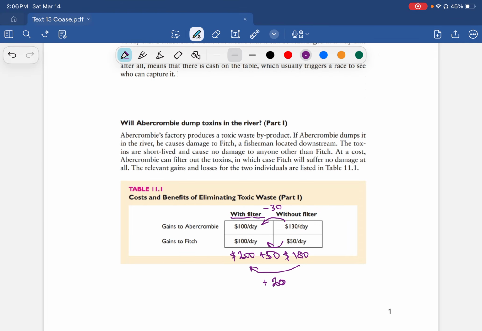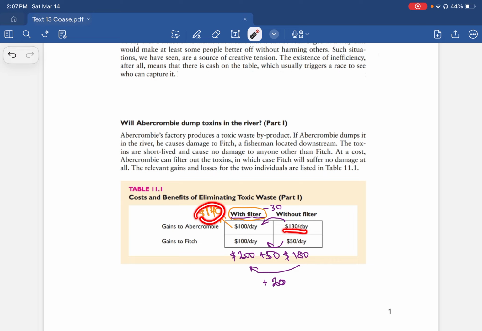So what he can suggest is giving Abercrombie $40 if he actually does this. And if this is the case, Abercrombie will be gaining not 100, but 140 per day, right? And is it enough for him to take this route? Well, clearly yes, because 140 is better than 130. So this outcome, when he's earning 100 but also getting this, you might call it a subsidy, from Fitch, beats just going without a filter.